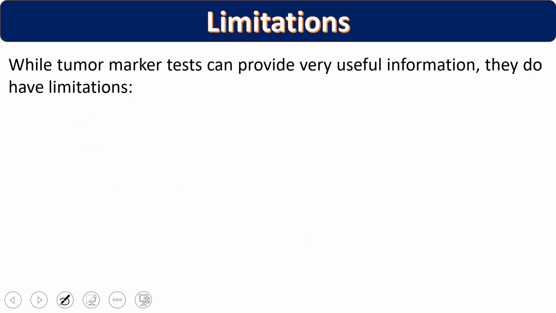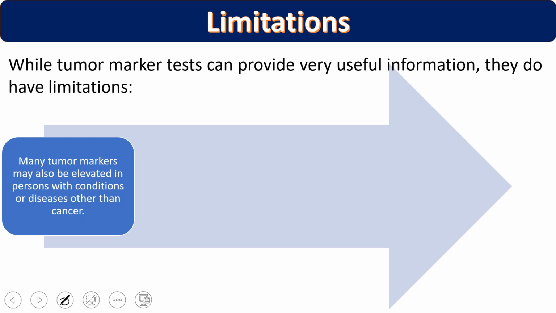While the tumor marker test provides very useful information, it gives us many insights about the cancers: staging, diagnosis, detection, prognosis, treatment, recurrence. But there are certain limitations also. The first limitation is that many tumor markers may also be elevated in a person with a condition or disease other than cancer. There are a number of tumor markers which increase but are not due to cancers. So it gives us a positive test, but it is a false positive. Means the test is positive, but without any cancer. In other diseases, the tumor marker level rises.